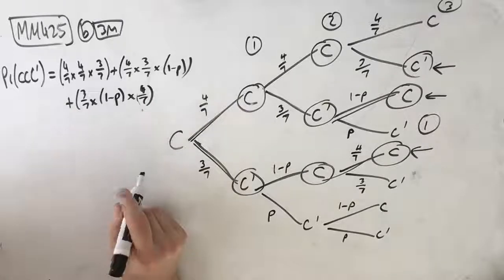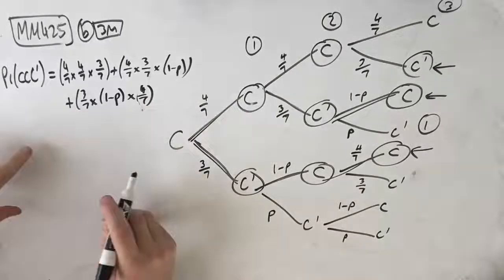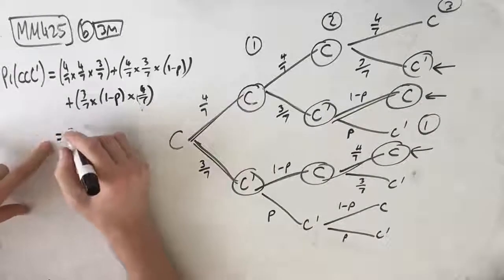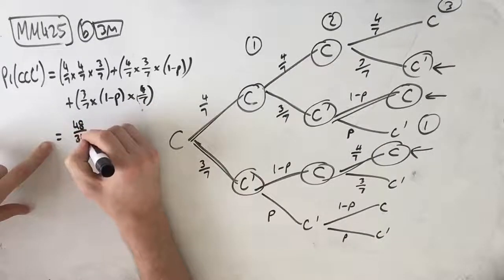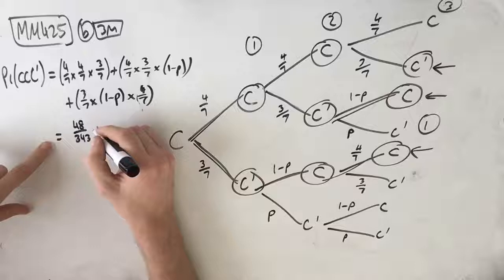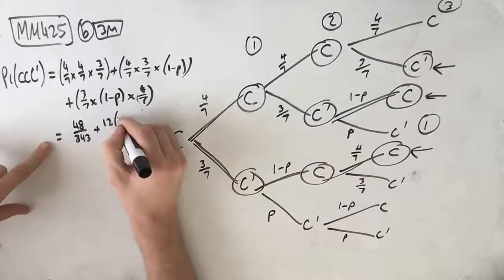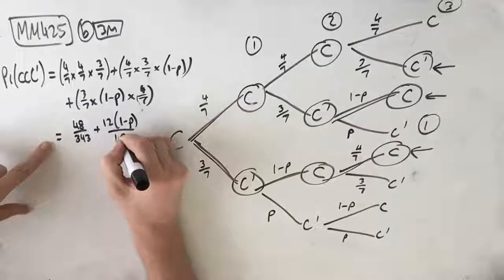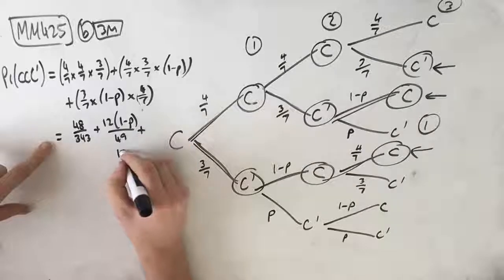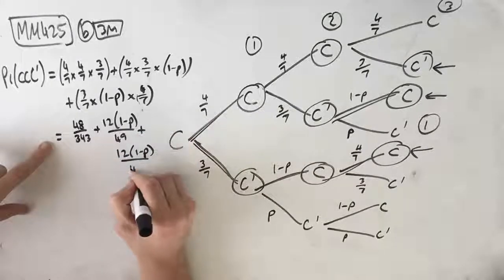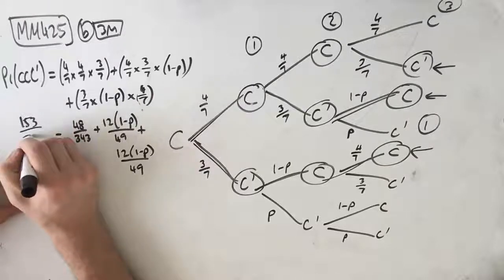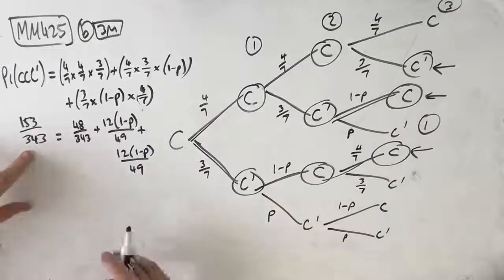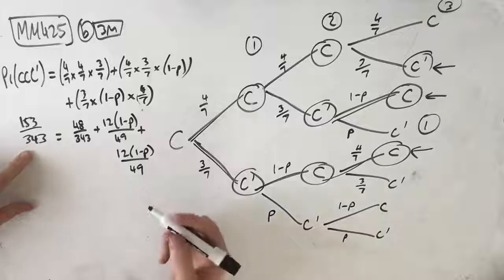Awesome. Now, we can simply just keep following this along, and we get 48 on 343 plus 12 outside of 1 take p over 49 plus 12 1 minus p on 49. And this is all equal to 153 on 343. Okay, because that's what the question's told us. That's how we're figuring this whole thing out.